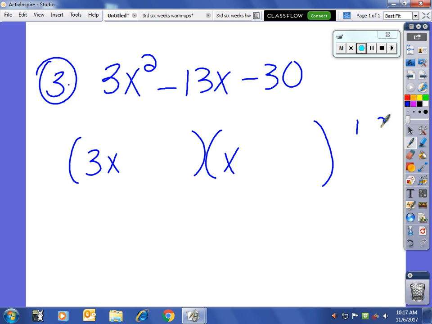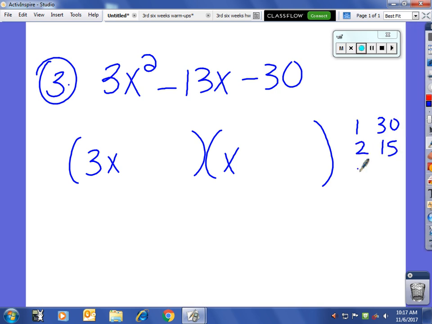All right, 30 could be 1 and 30, 2 and 15, 3 and 10, or 5 and 6. So we've got 4 possible guesses and 2 positions apiece. That's 8 possible guesses before we find the right one. Sometimes you get lucky and guess right on the first try. I would usually start with the 5 and the 6 or the 3 and the 10. I usually don't start with the ones that are really far apart. Doesn't mean that couldn't possibly be the right combo, but in general, I start with the ones that are closer. I would probably start with 5 and 6.